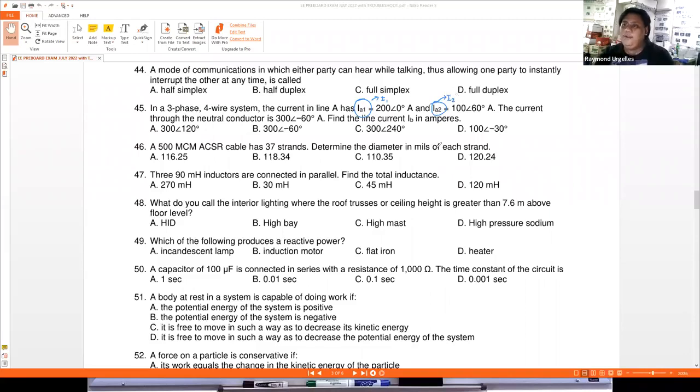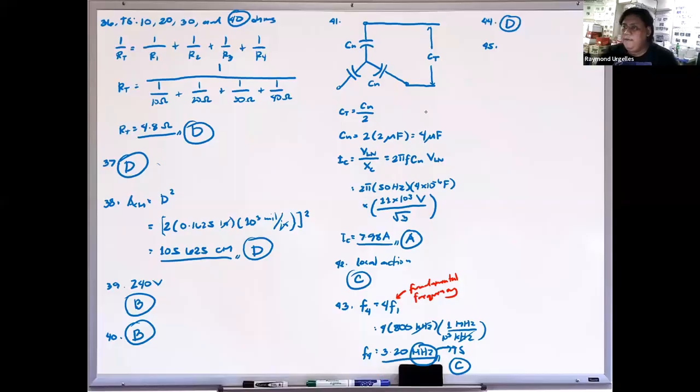So ito na mismo yung ating I2. Okay? So now, we are also given this one, which is the current through the neutral conductor. So this is our neutral current, which we know as 3 times the zero sequence current. So the zero sequence current is just given by the neutral current divided by 3. Okay?